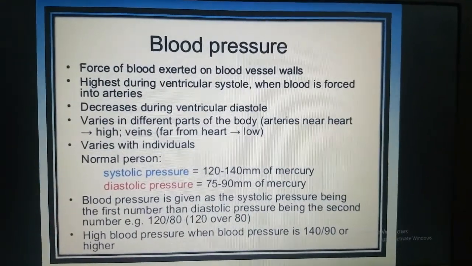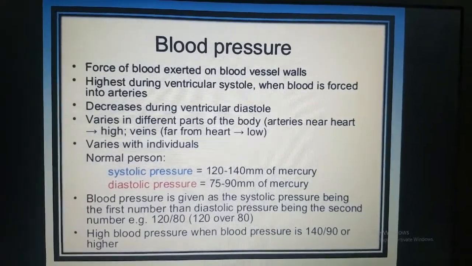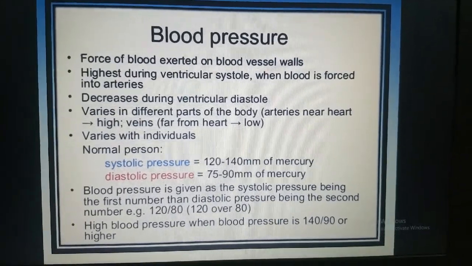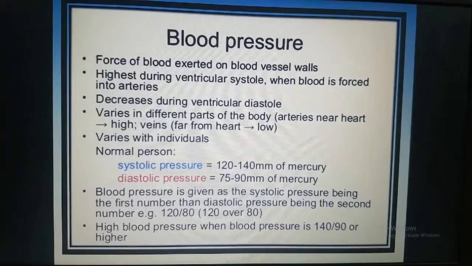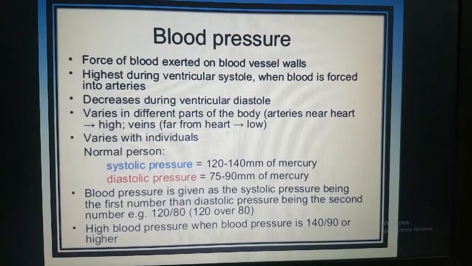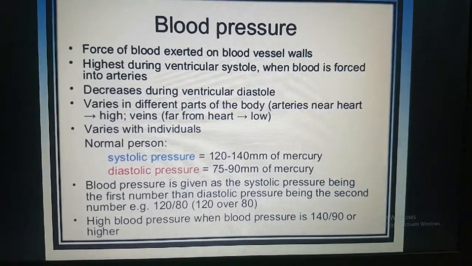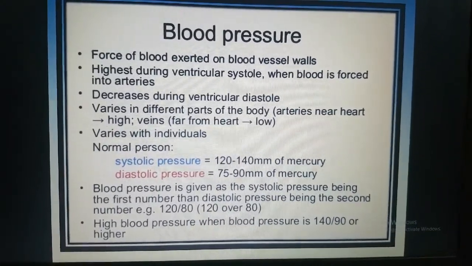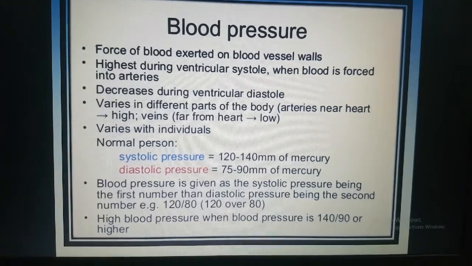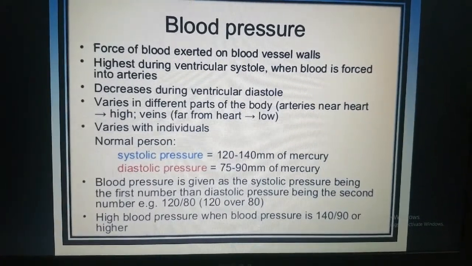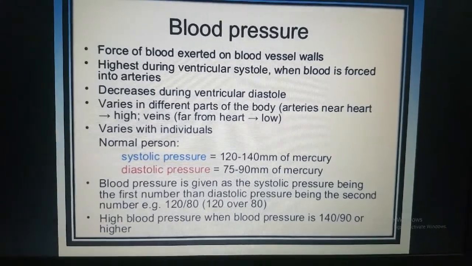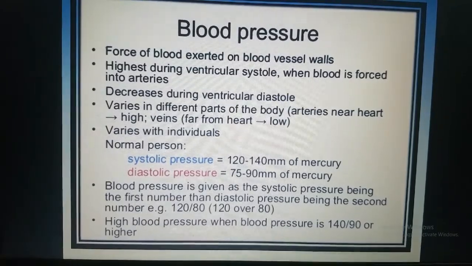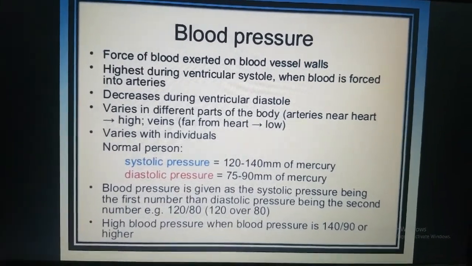Blood pressure. The force of blood exerted on the blood vessel wall is blood pressure. It is highest during ventricular systole, when blood is forced into the arteries. It varies from person to person and in different parts of the body. Systolic pressure is usually 120 to 140 mm of mercury, and diastolic pressure is 75 to 90 mm of mercury, which is normal. The ideal blood pressure is 120 by 80 mm Hg.